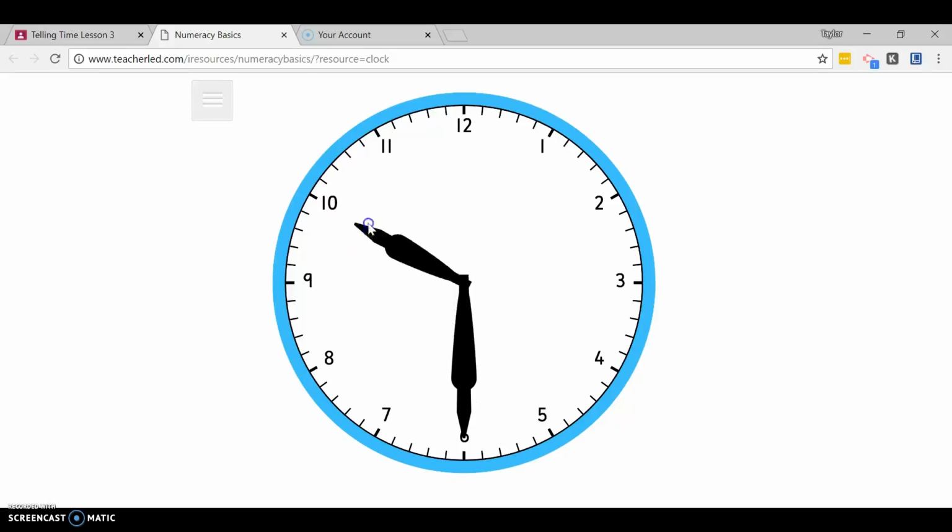And you will go up to the 12. Remember, it's got to go backwards. So if you go backwards and it goes to the 12, you're in the right spot. So now it is 12:30.